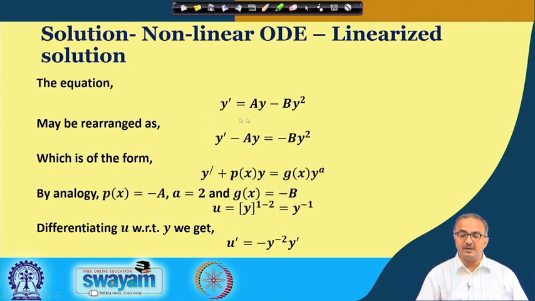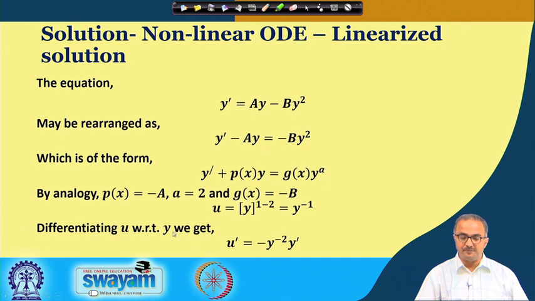So, we rearrange the equation like this, and if you put it in the form we presented earlier, we find that y prime plus p(x) y is equal to g(x) y to the power a. Now, when we compare, we find that p(x) is nothing but minus a, and a is 2 here, and g(x) is minus b. So, incidentally p(x) and g(x) are constants. Now, we do the transformation as we suggested, that u is equal to y to the power 1 minus a, that is 1 minus 2, which is y to the power minus 1, that is equal to 1 by y.